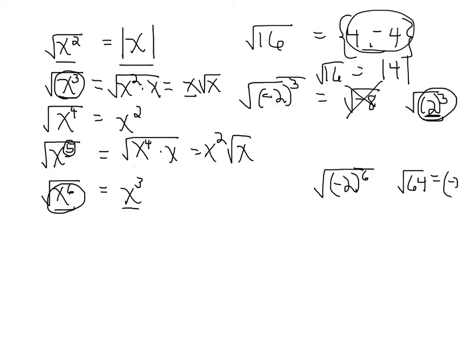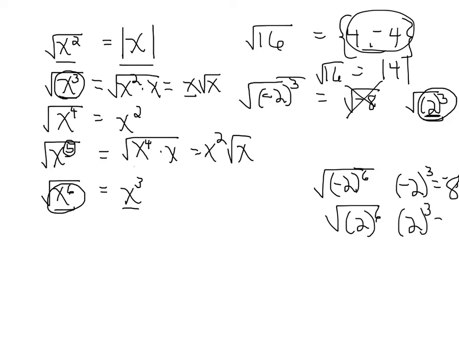I'm running out of room here. The square root of negative 2 to the sixth power is negative 2 to the third power, which is negative 8. The square root of 2 to the sixth power is 2 to the third power, which is positive 8. Since we don't know whether this is positive or negative, we need absolute value symbols.